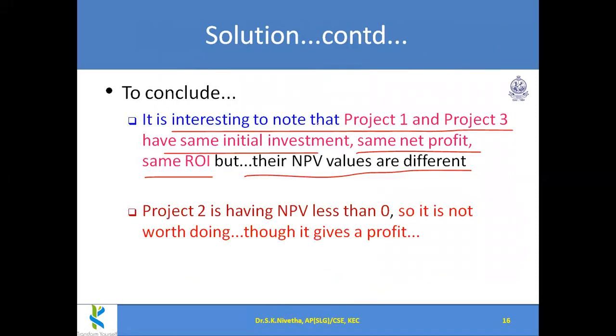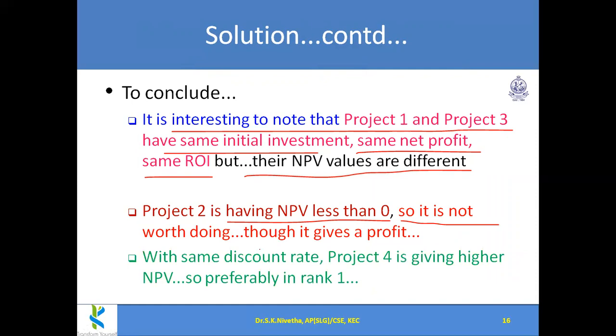Okay. So project 2 is having NPV less than 0. So it is not worth doing, though it gives a profit. So these are all the final conclusion. With some discount rate, project 4 is giving higher NPV. So preferably that can be in rank 1.